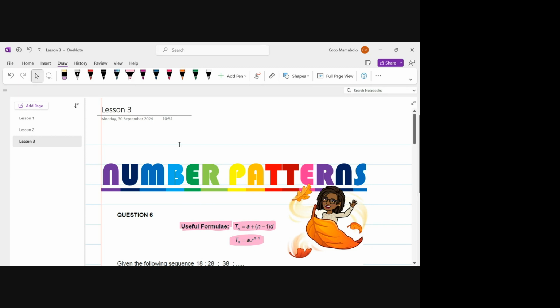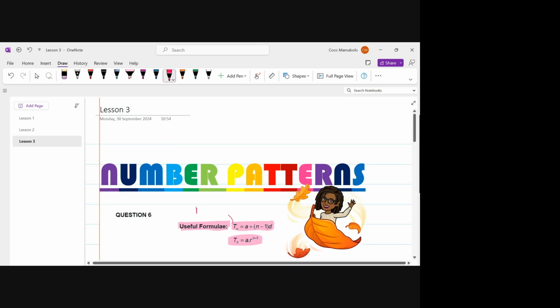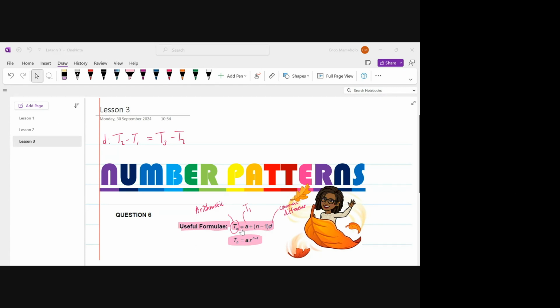So first thing we're going to note is that the first formula is for an arithmetic sequence. We also need to know that Tn stands for the general term, a stands for the first term, so T1, n stands for the term number, and d stands for the common difference. Nobody's going to tell us this. We need to remember that the common difference can be calculated as T2 minus T1, and it must also be T3 minus T2. So both of them must line up in order for it to be called a common difference.